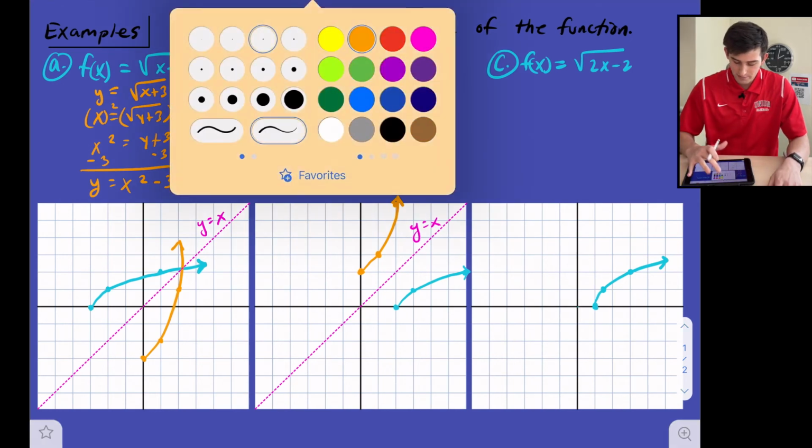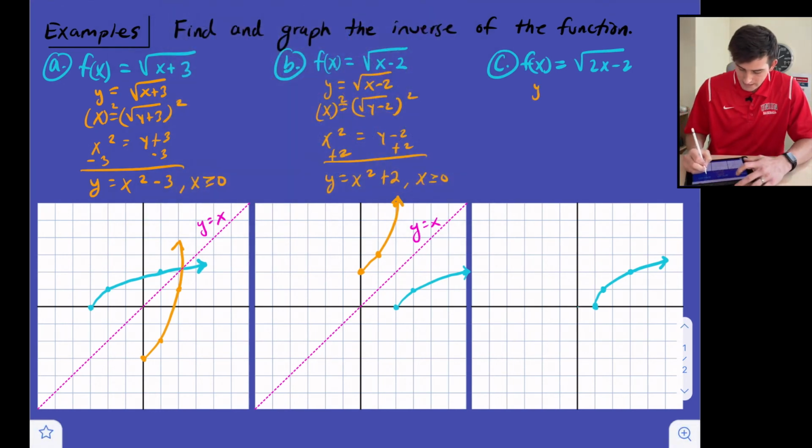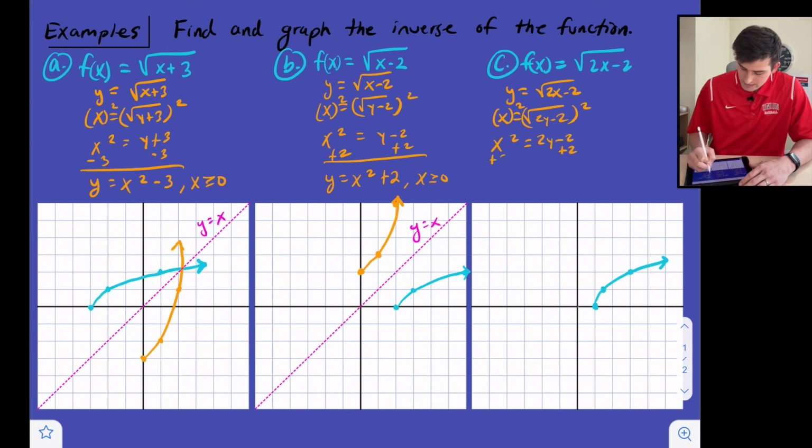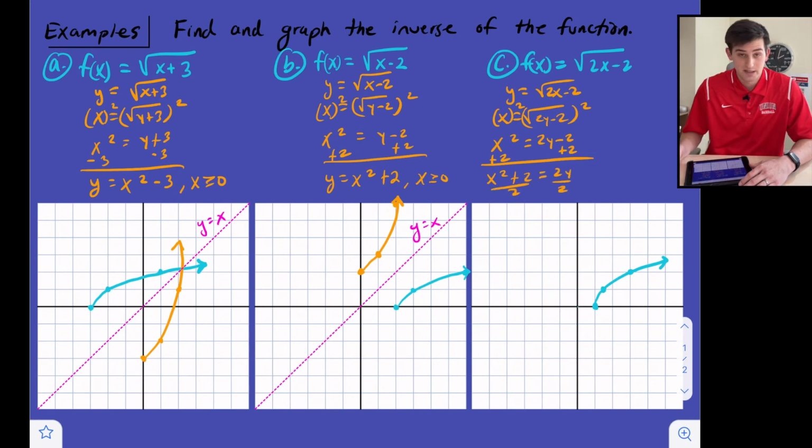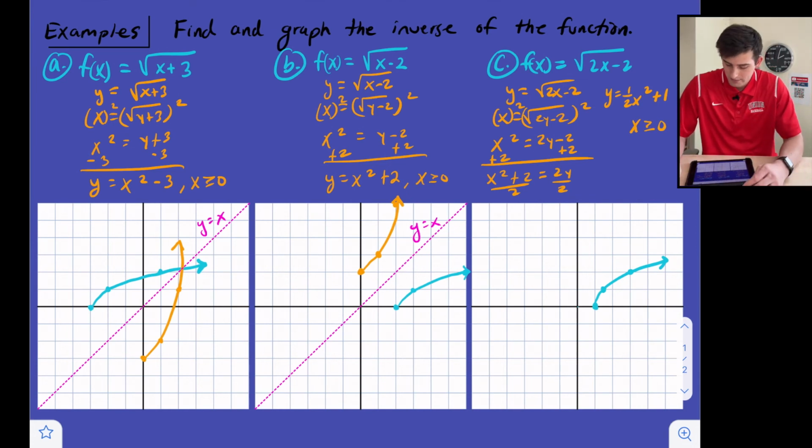All right, now for the last one, we're going to write this as y equals the square root of 2x minus 2. We're going to switch the roles of x and y, and we're going to square both sides. So this gives us x squared equals 2y minus 2. So now let's add 2 to get x squared plus 2 equals 2y. And now we can divide both sides by 2. So now this is going to give us y equals 1/2 x squared plus 1. And once again, we have to restrict our domain to being only positive x values.